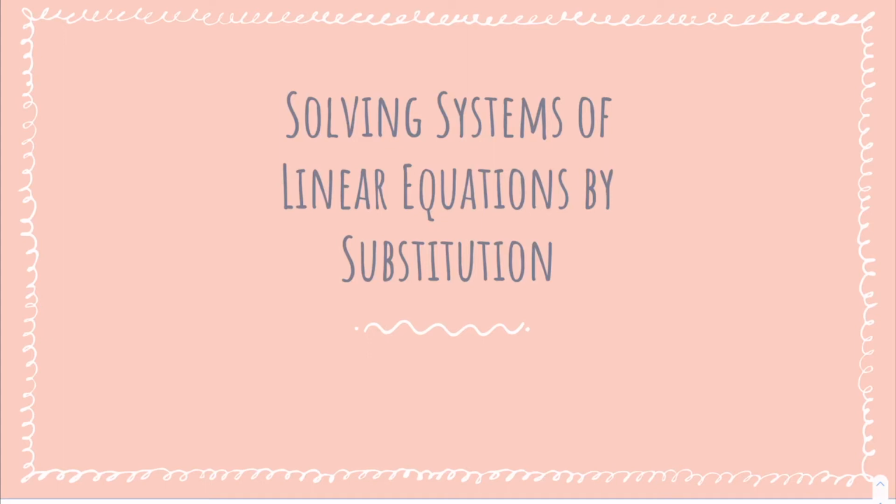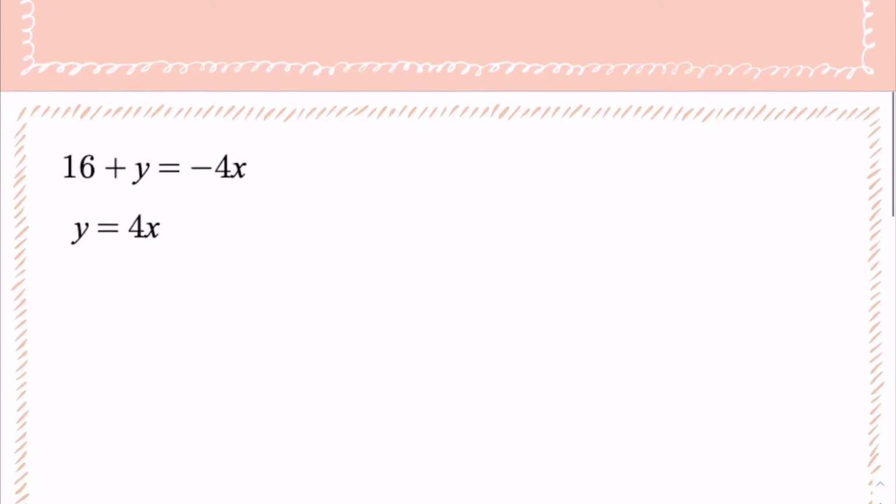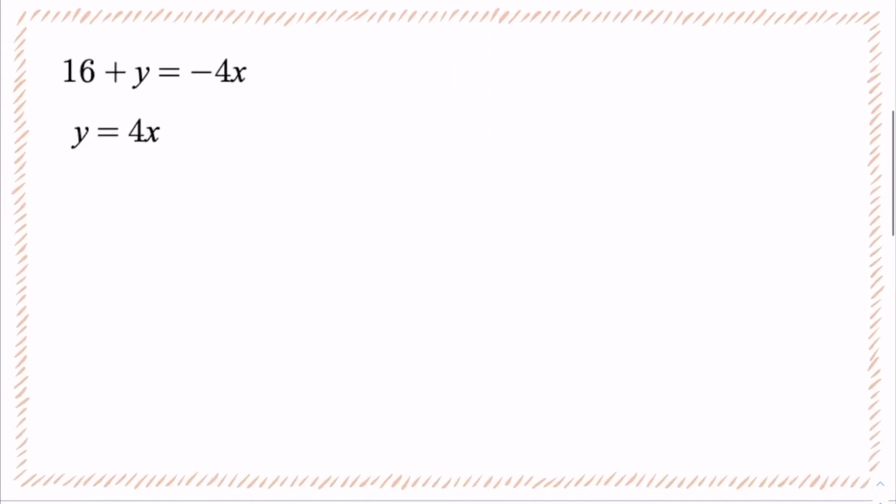Solving systems of linear equations by substitution. So we know that the solution to a system of linear equations is some ordered pair that makes both equations true, which means we can use our equations to work together to find that solution.